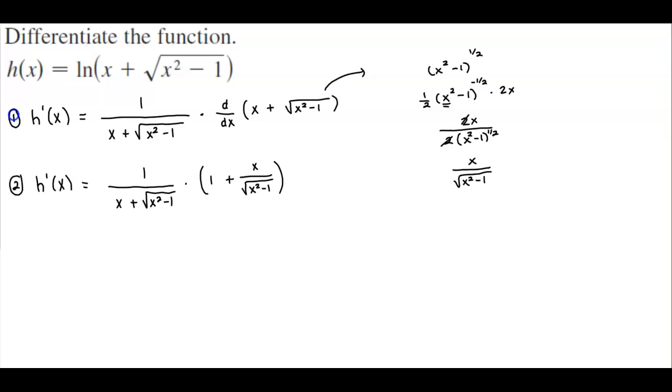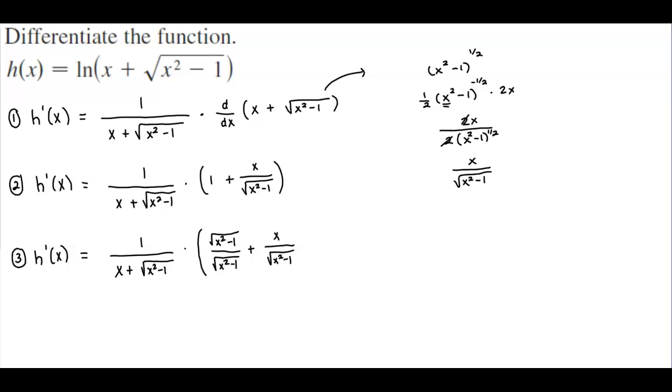So now what we want to do is we want to be able to combine like terms. So we have h prime of x, which is equal to, again, 1 over x plus the square root of x squared minus 1. Okay, so the common denominator here, if we want to add these two fractions, is the square root of x squared minus 1. So that means this one is also going to be the square root of x squared minus 1, and this is the numerator of x.